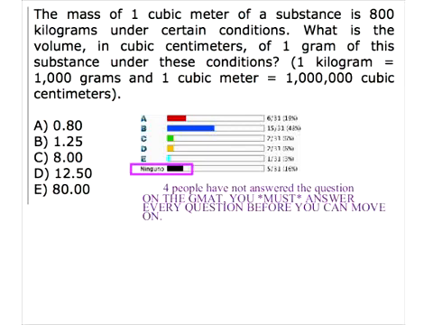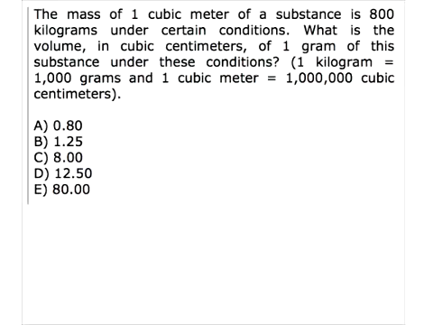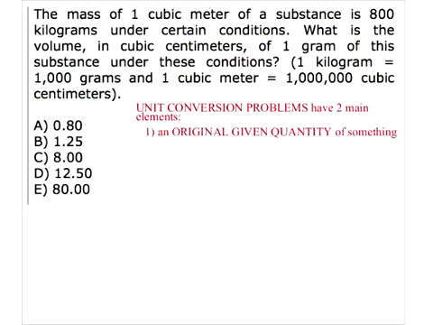This is a unit conversion problem. What that means is that you have to basically go from one unit into another unit. So the mass of 1 cubic meter is 800 kilograms. When you have a unit conversion problem, there are 2 main elements. The first main element is that you have an original given quantity of something that you have to convert.